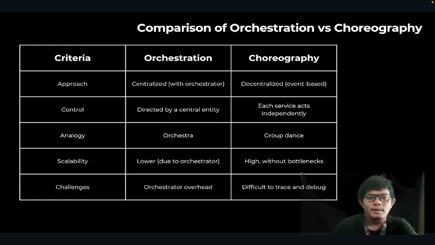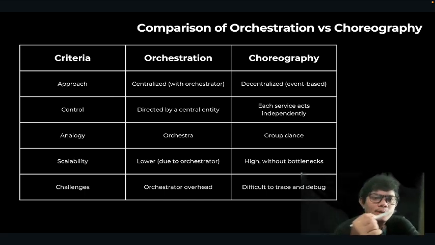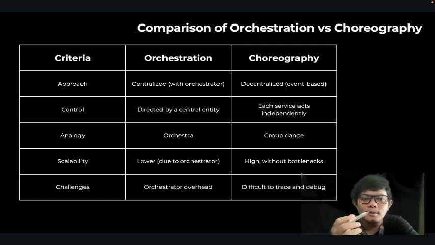Now I have a table with the comparison of the orchestration versus the choreography pattern. The first criterion is the approach. Orchestration is centralized, using an orchestrator, and choreography is decentralized and event based. So the choreography pattern we can call event-driven architecture. For control, orchestration is directed by a central entity, but in choreography, services act independently. And the analogy is an orchestra versus a group dance.